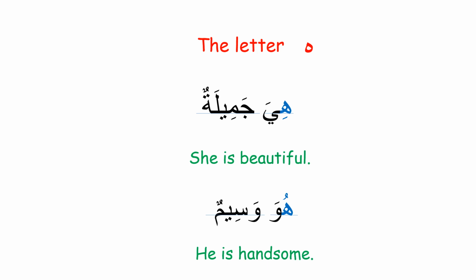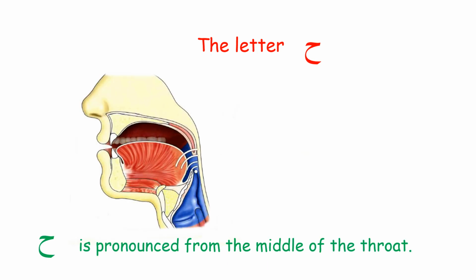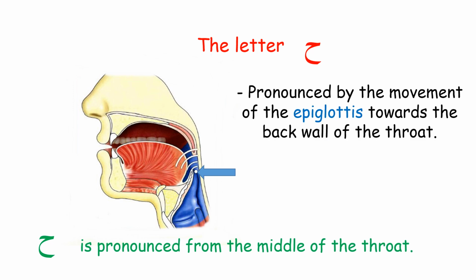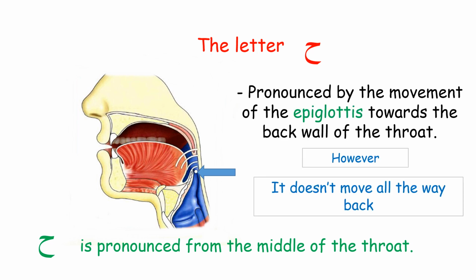And this time we are going to change the articulation point. In fact, the letter Ha comes from the middle of the throat. So we are moving slightly up. And this is a crucial factor in mastering the pronunciation of the letter Ha. Okay, so right now I'm pointing at the epiglottis, and Ha is pronounced by the movement of the epiglottis towards the back wall of the throat. So again, the epiglottis has to move backwards while pronouncing the letter Ha.